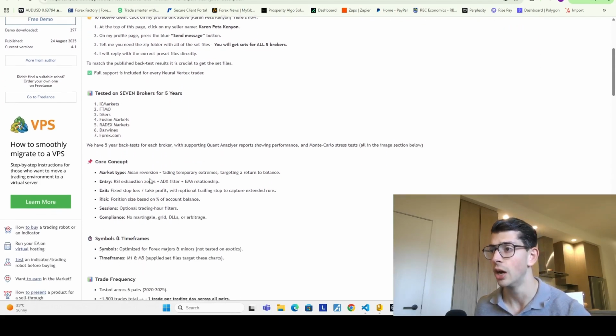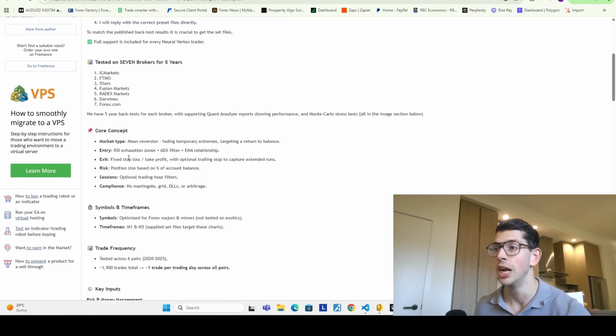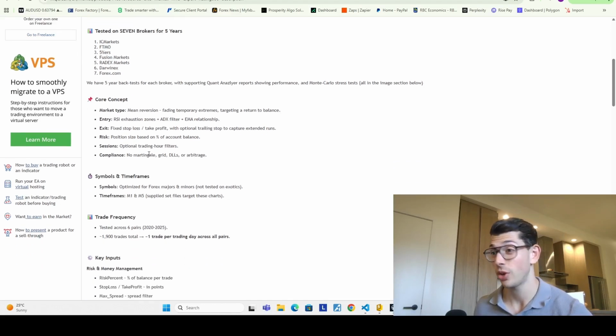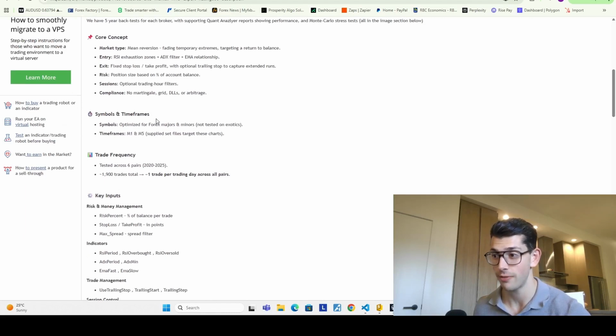So here, market type: mean reversion, fading temporary extremes. As expected, it is indeed running so. The entry is RSI exhaustion zones, and it's using two different filters here, an ADX filter and an EMA filter. The exit is a fixed stop loss and take profit, and if you want, you can use a trailing one. So far, this is looking really good, actually, because he's giving a lot of details.